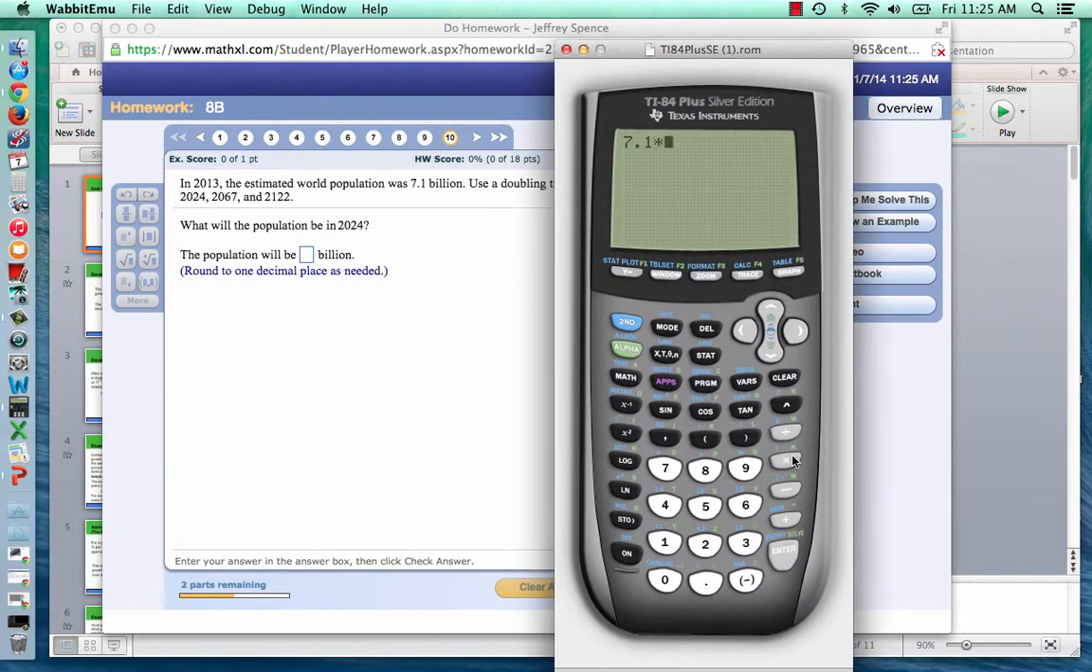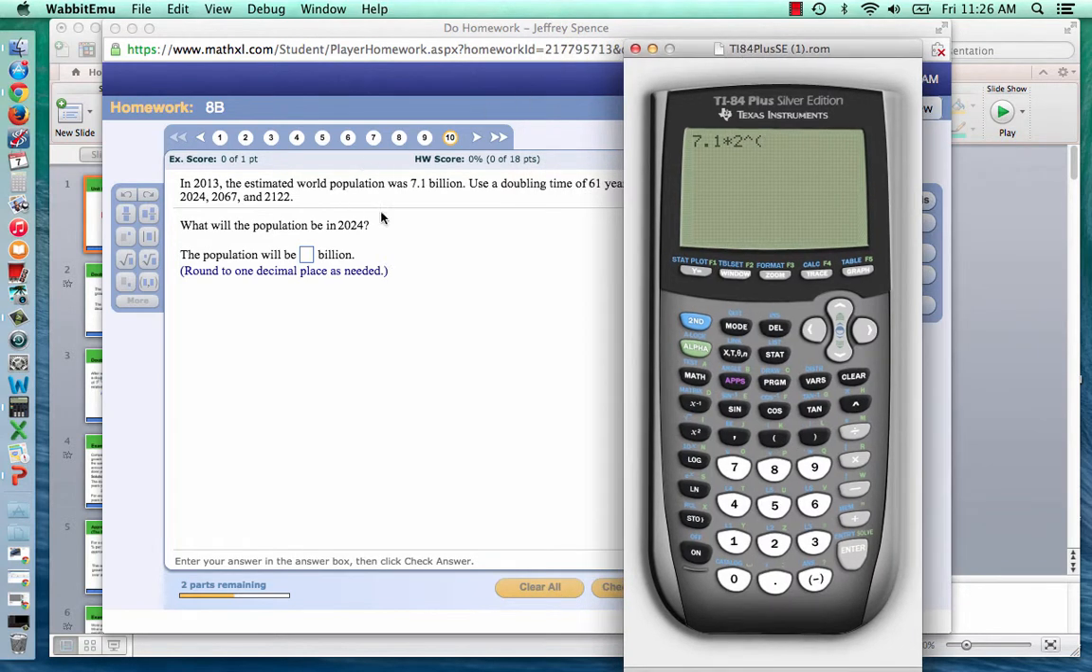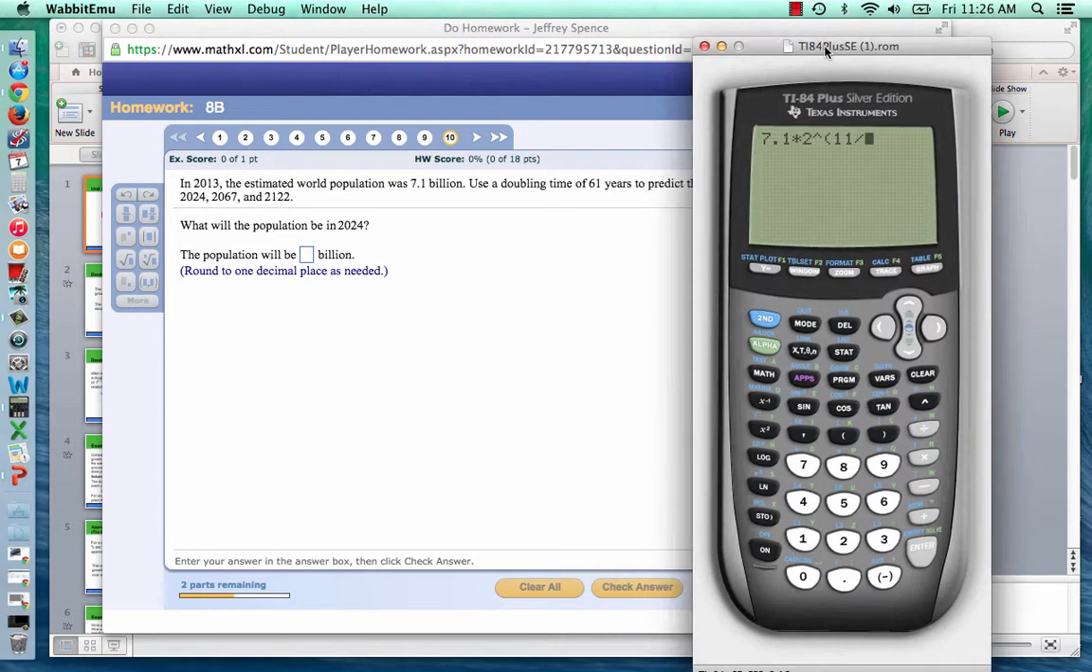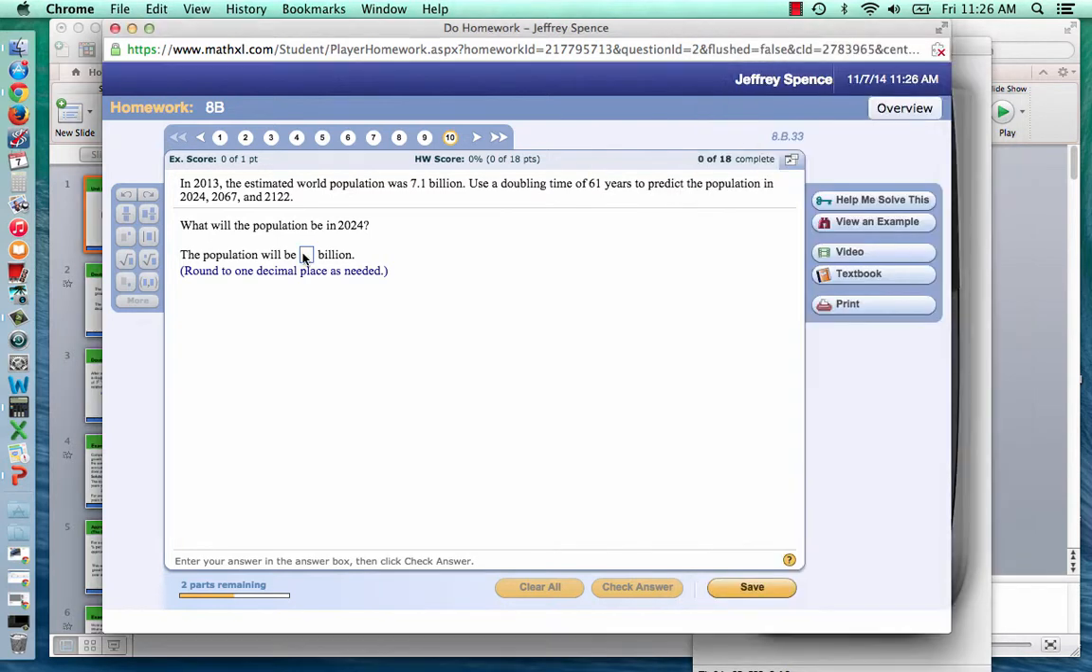7.1 times 2 to the, and when I type this fraction here, I'm going to put parentheses, to the time. Now remember, the time that has passed is 11 years. 2024 minus 2013 is 11. And we're going to divide that by the time to double, which was given to us as 61 years. So divided by 61, enter it in, and it says round to 1 decimal place is needed. So this will be 8.0 billion. All right, let's do one more.